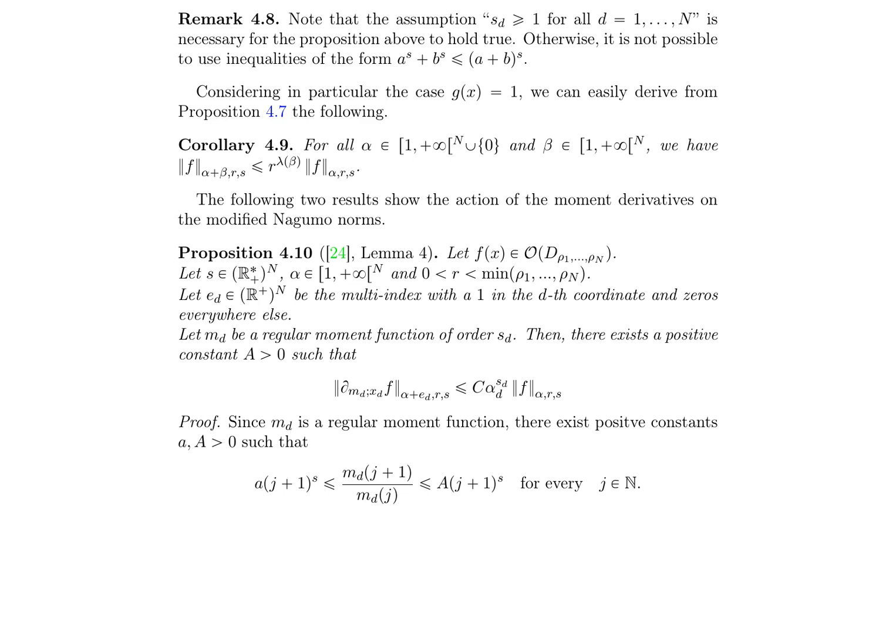A corollary derived from this proposition reveals that, for alpha and beta within specific ranges, the modified Nagumo norms satisfy a particular relationship. Two results are presented to illustrate the action of moment derivatives on these norms. Proposition 4.10, adapted from a previous work, provides an estimate for the modified Nagumo norms when applied to a moment derivative. This estimate is dependent on the order of the moment function and the regularity of the moment function itself. The proof of this proposition leverages the regularity properties of the moment function to establish the desired inequality.